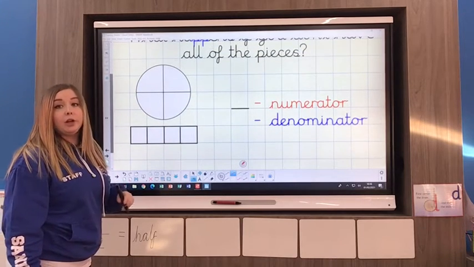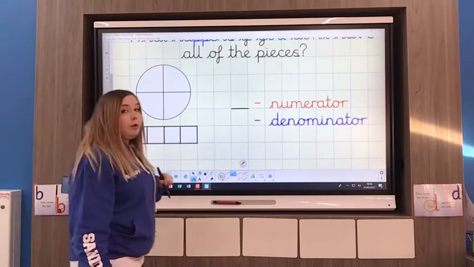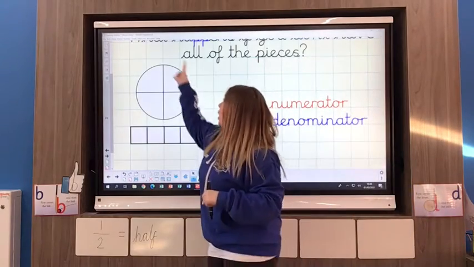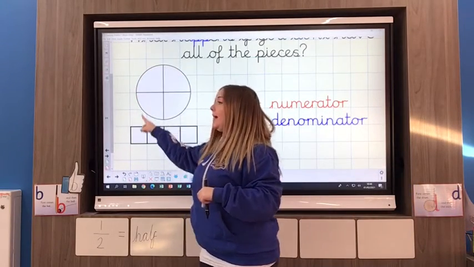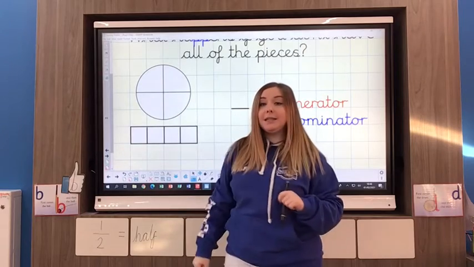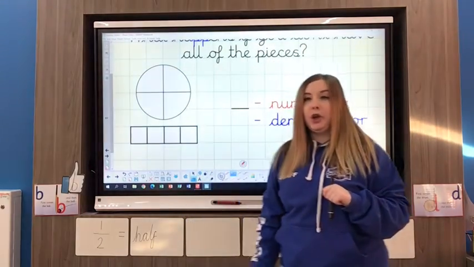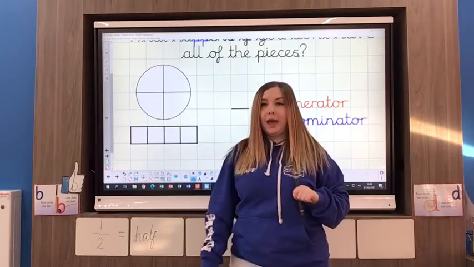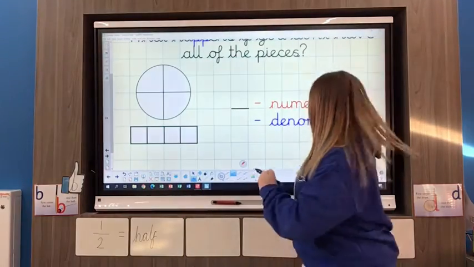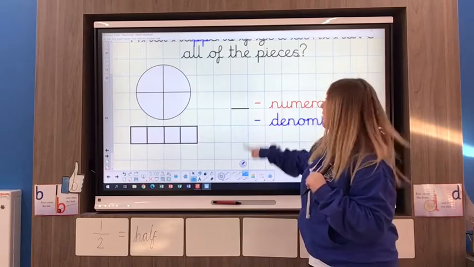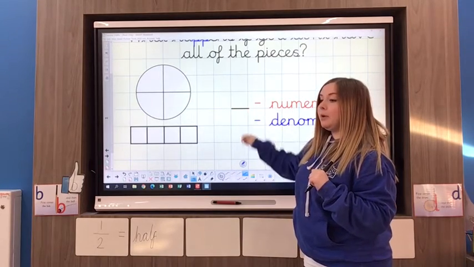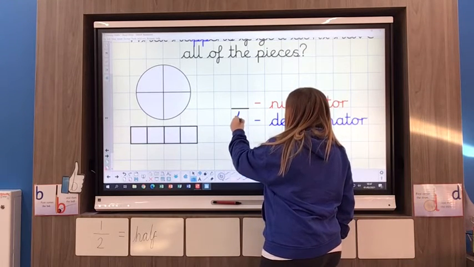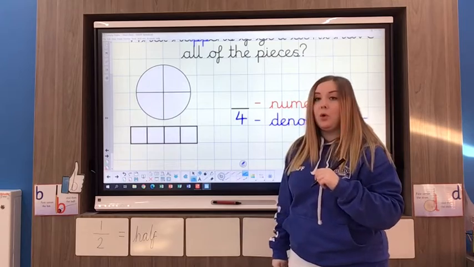So this time you'll notice that I've got my 2 diagrams again, but this time it's not split into 2 pieces. How many pieces do I have all together? How many pieces has my circle been split into? Count those pieces carefully. Okay, so we've got a 4, and where would that number go? Year 4, would it be our numerator or our denominator? Okay, it would be our denominator. Well done, because there's 4.